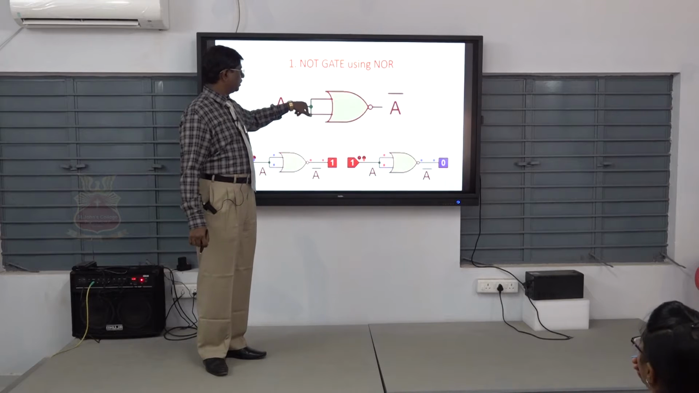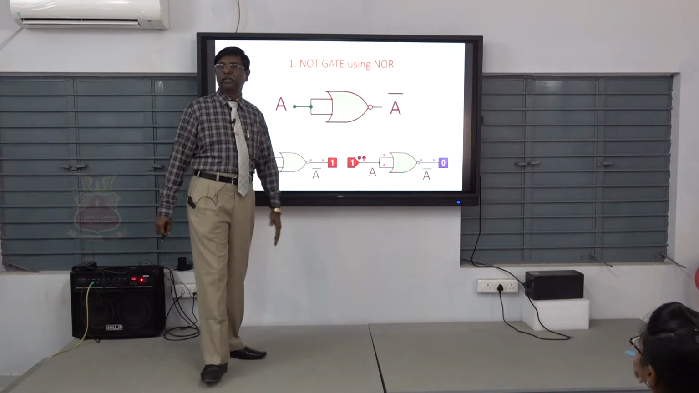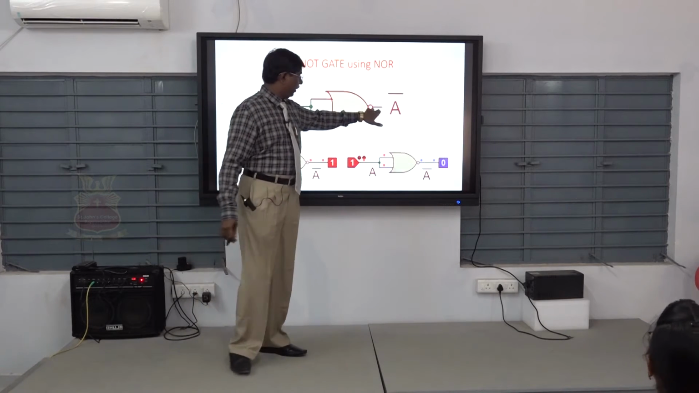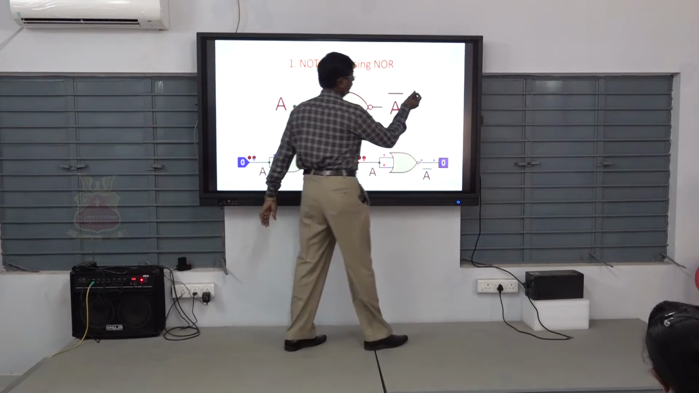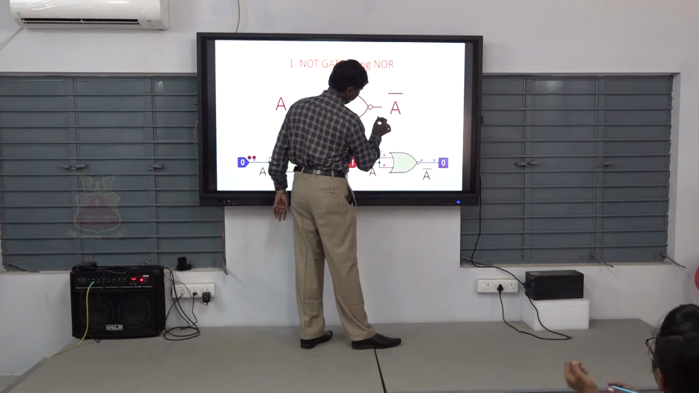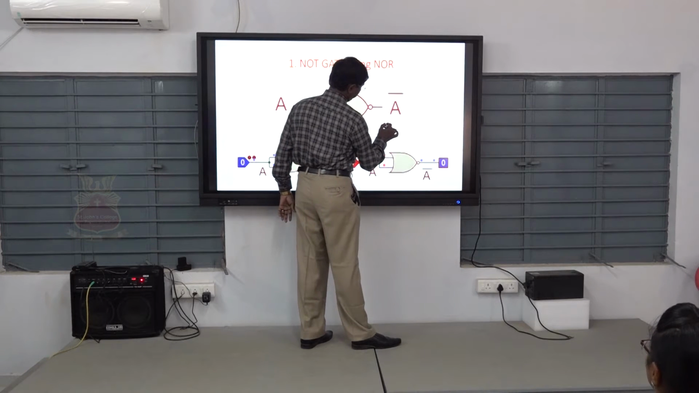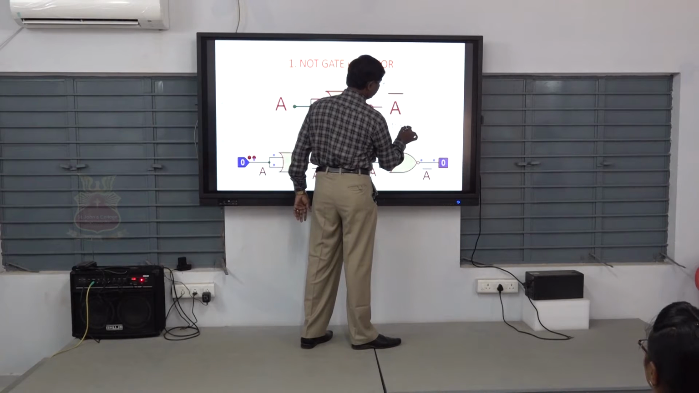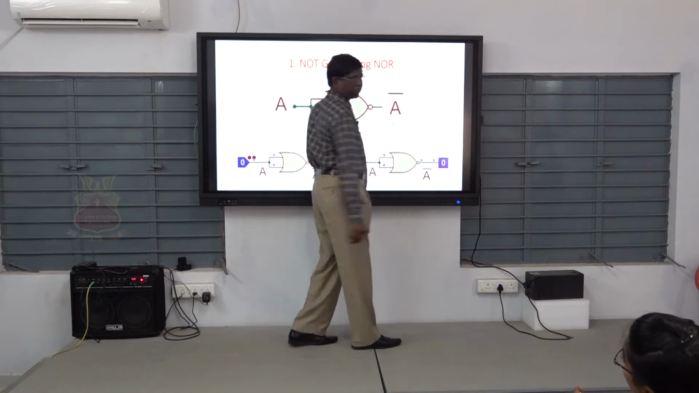A and B are tied together. We have given the common label A. Okay. Now the output, what will be the output here? Suppose you call this output as Y as usual, then Y is equal to A plus A bar, right?